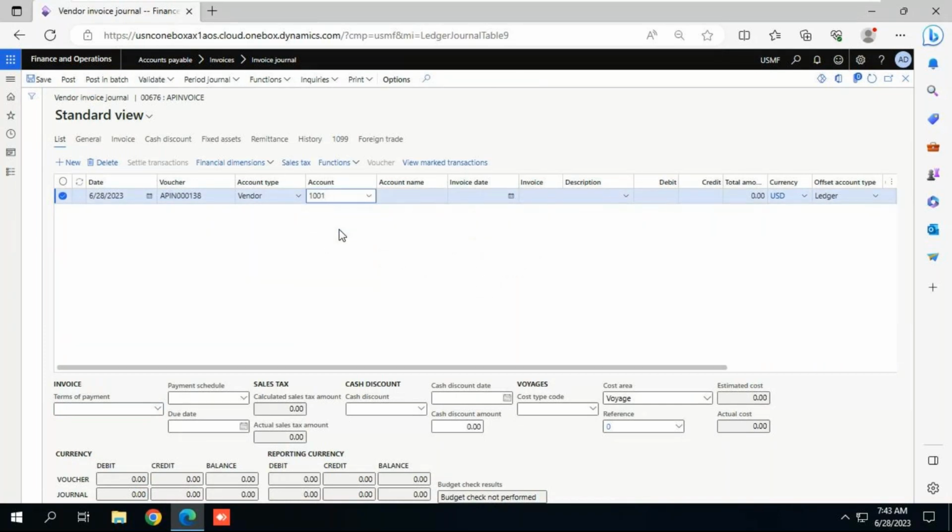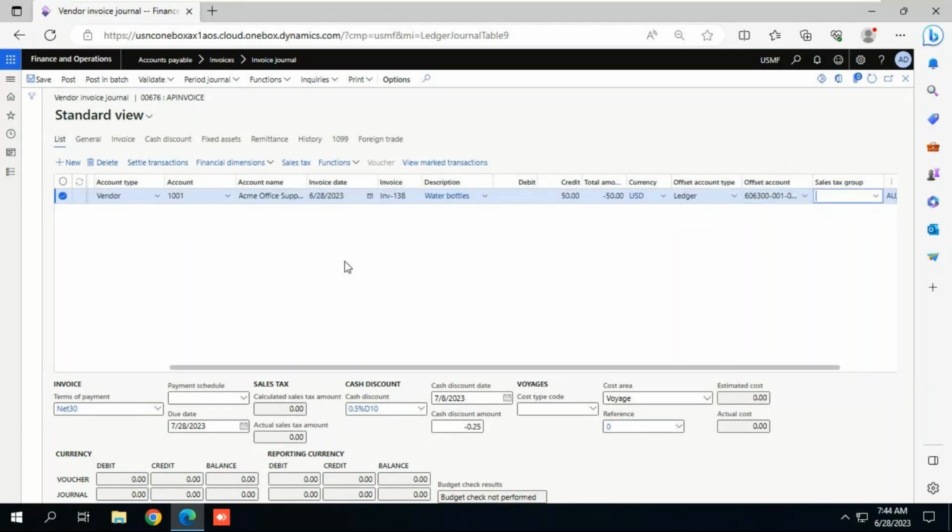You are purchasing some material. Invoice date and invoice number. Invoice date is not mandatory. Invoice number is mandatory, because you have received an invoice copy from the vendor, and that number you need to enter. Invoice date is not mandatory, but it is best practice. Suppose you have purchased tissue papers or water bottles for your employees. For that, it is $50. Now expenses account. If you click on save, here it will be posted.